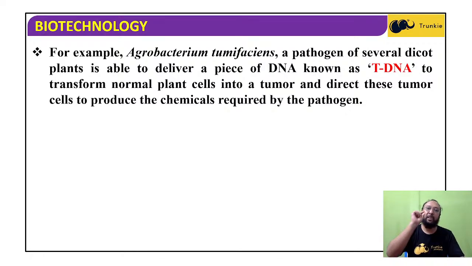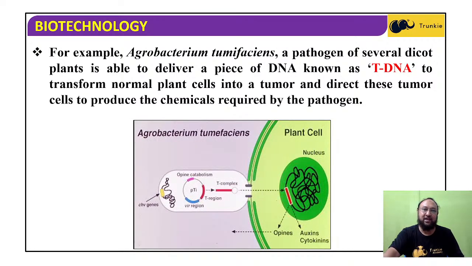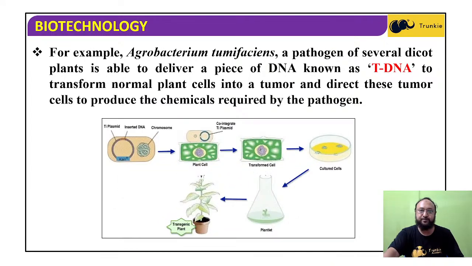We are inducing the tumor, and this tumor is directing the cells to produce chemicals required by pathogens. With Agrobacterium tumefaciens, we introduce it into a plant cell, then the T-DNA is integrated, and then opines are produced, along with auxin and cytokinins. Okay, so this is how biotechnology works. We are inducing the production of these particular chemicals required by pathogens.